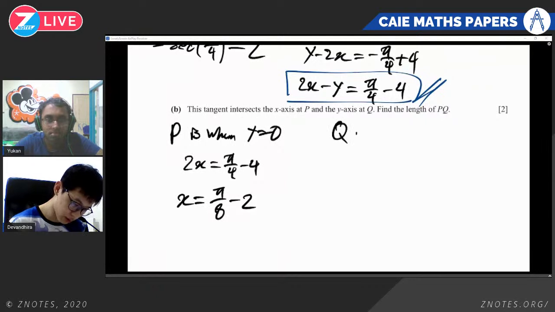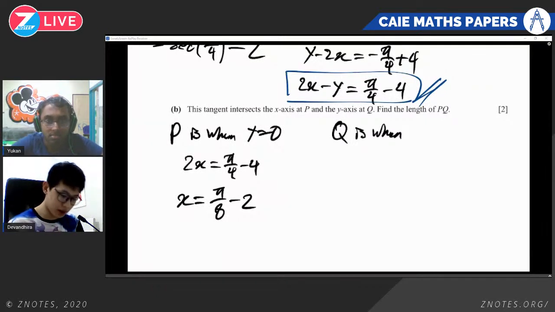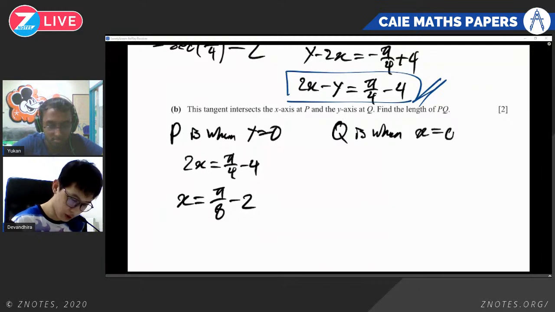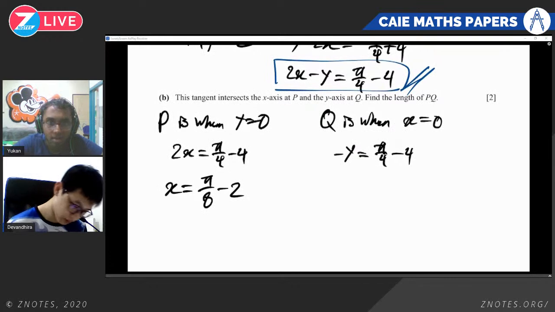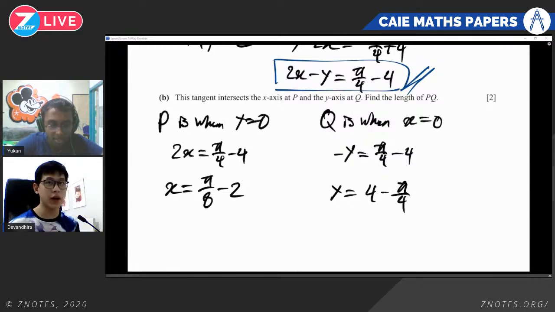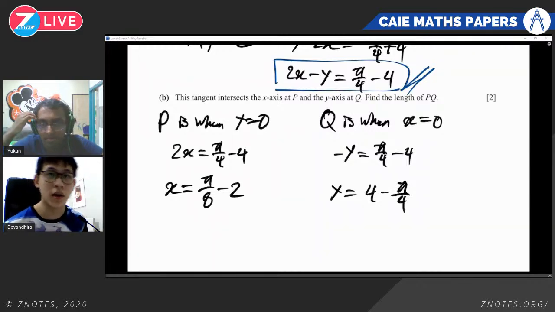Q is when, because it's at the y-axis, that means x is equal to 0. Correct? Mm-hmm. So we have negative y is equal to pi over 4 minus 4. And let's find the y. 4 minus pi over 4. Okay. Agree so far? Everything okay? Yep, that's fine.